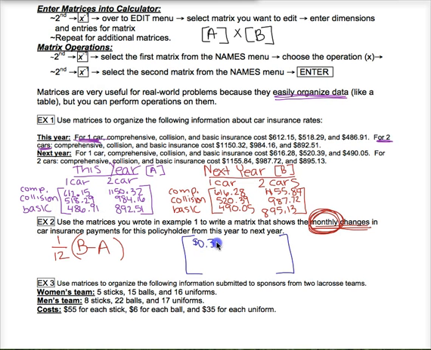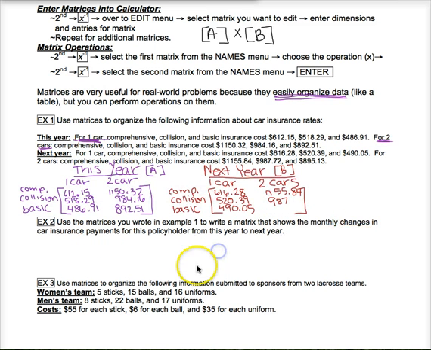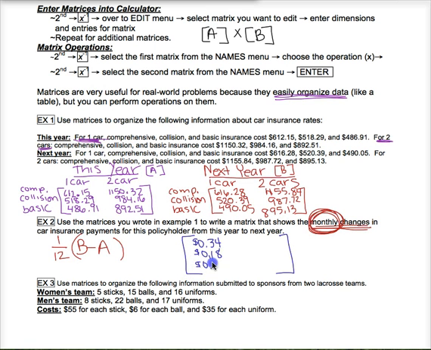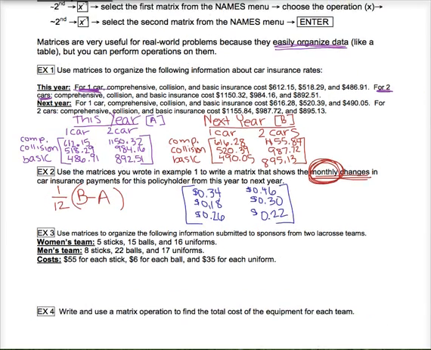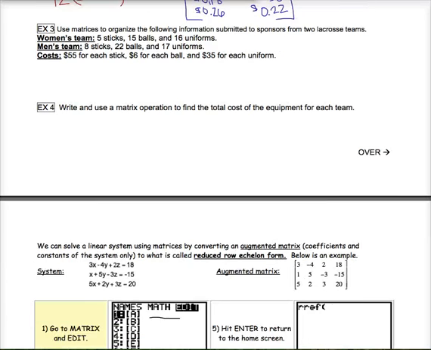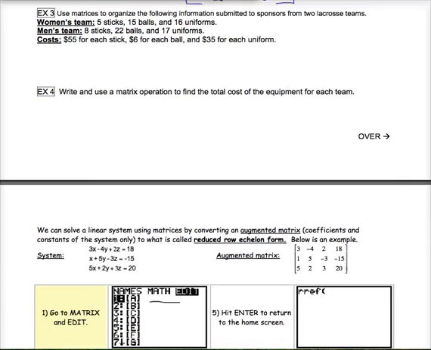All right, so your correct answer matrix should look something like this. Notice that the monthly changes are not very much here. The highest is still less than 50 cents. So those are the monthly changes for those car insurance amounts. All right, let's try another one.